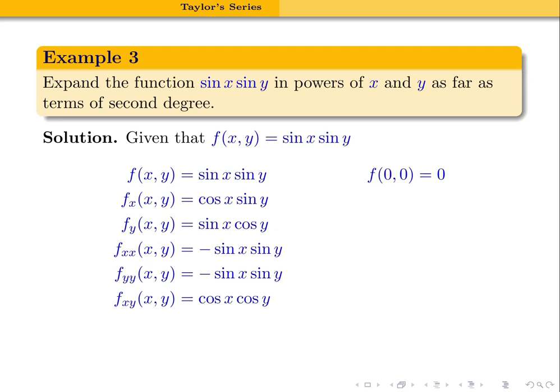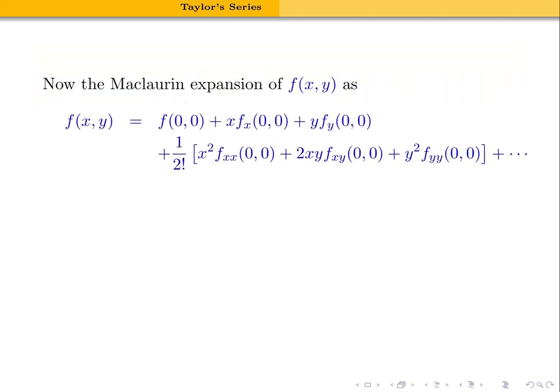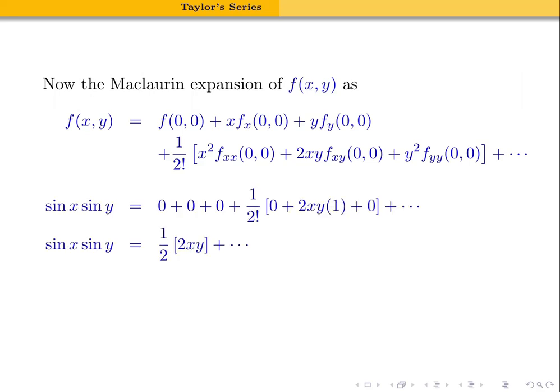So now replace x is 0, y is 0. We will get fx 0, fy 0, f double x 0, f double y 0 and fxy is 1. Therefore this is the Maclaurin series expansion formula. So therefore f of x comma y is equal to this. So from the known values we can replace it. So the Taylor series expansion of sin x sin y is xy plus up to etc.